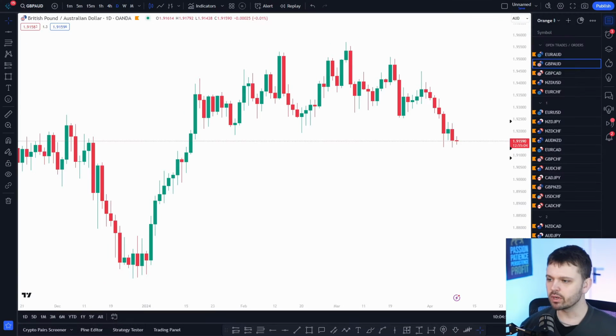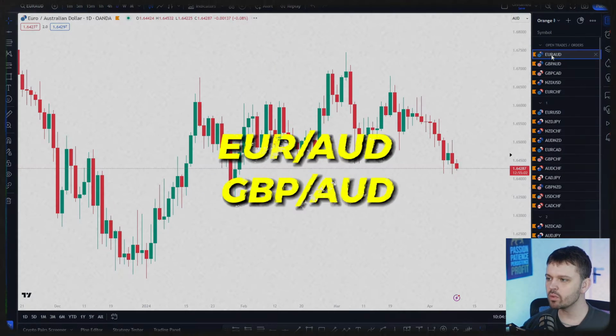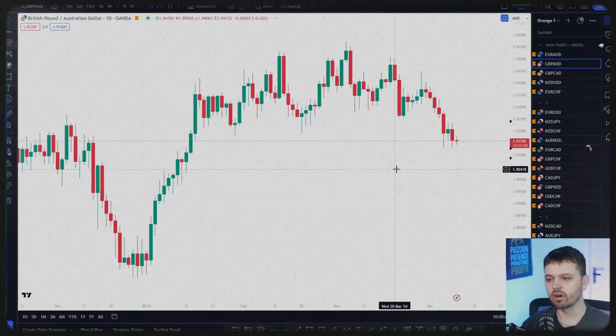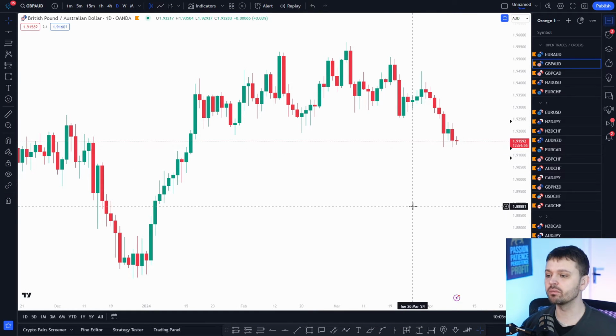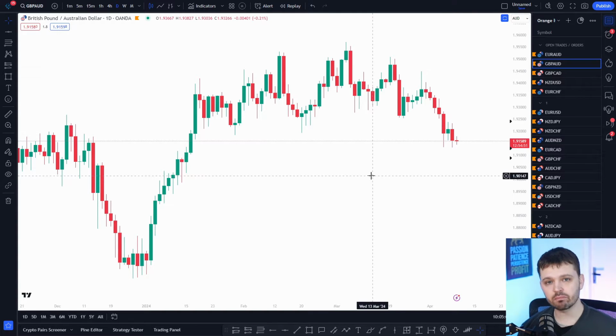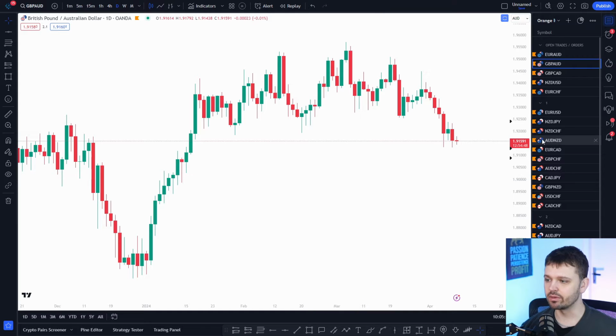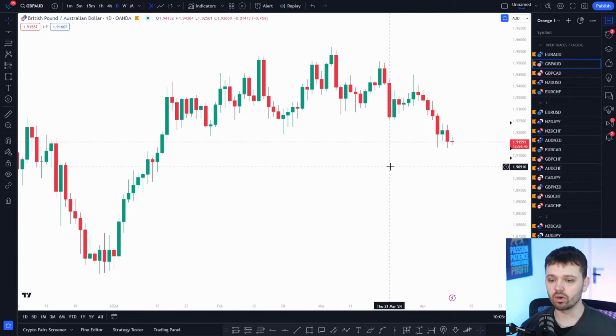Okay, so for this example, we are going to be looking at Euro AUD and GBP AUD. So obviously these are two Forex pairs, but as you know, we also trade crypto in this channel. And this system works very well in the crypto market as well. Actually, it works in pretty much all markets out there. If you have a trend or if you have horizontal levels and prices are respecting these horizontal levels, then absolutely this system will work great.